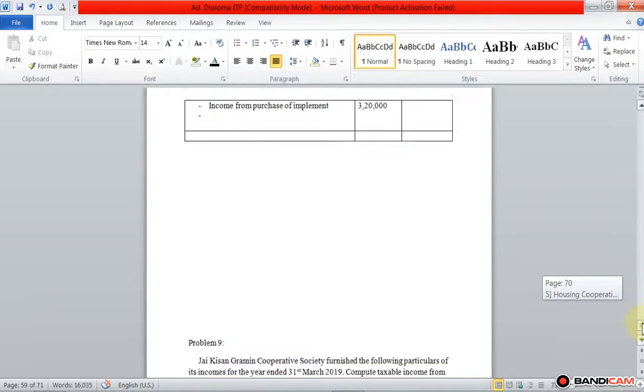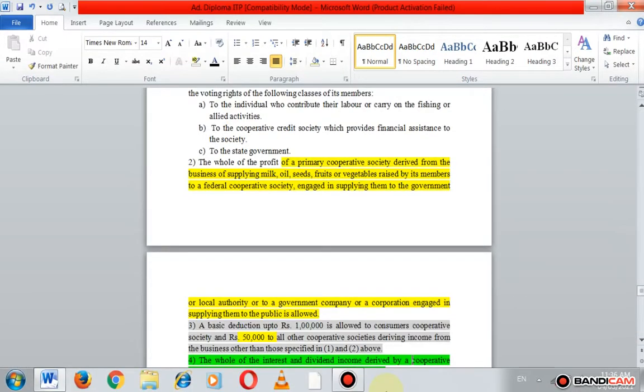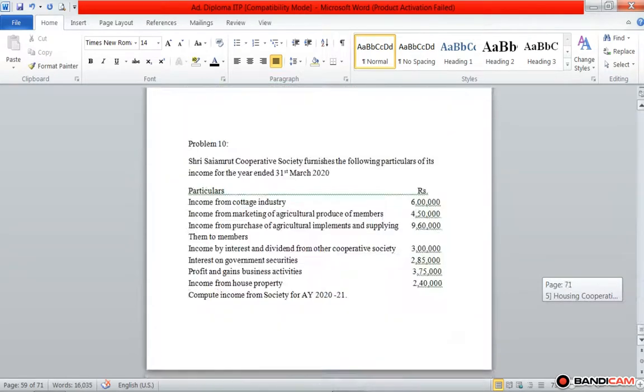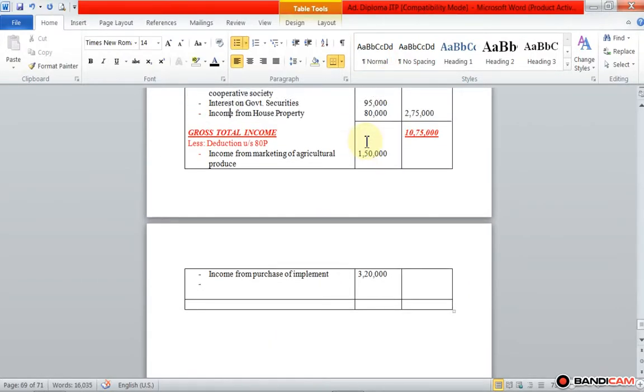So here we get a maximum deduction if the income earned from business activities is rupees 50,000. Maximum deduction rupees 50,000 for profit and gains from business. So the maximum allowable deduction is rupees 50,000, okay.